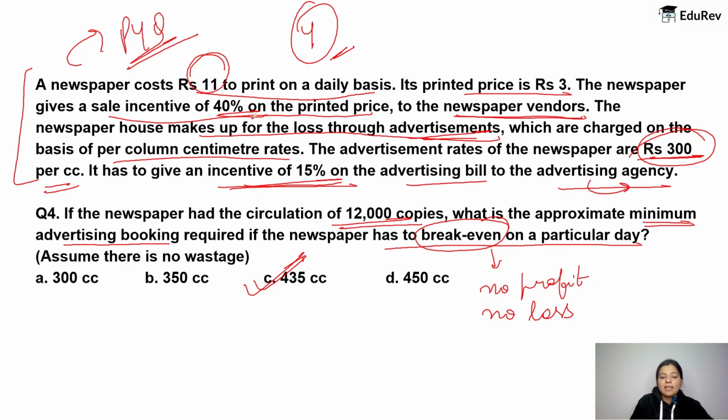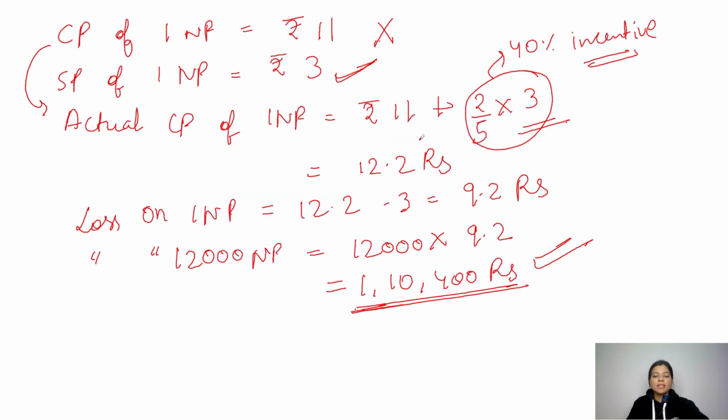Over here, you can see there were two twists in the question. One was the sales incentive. This will actually be added to the cost price of the newspaper, because the newspaper house is also paying 40% of the selling price, that is 3 rupees, as the incentive to the newspaper vendors. So the actual cost price, which appears at first glance to be 11, is not actually 11. It will be 11 plus 2/5 of 3 rupees. So that is 12.2 rupees.